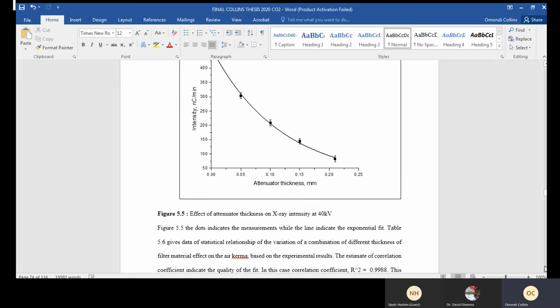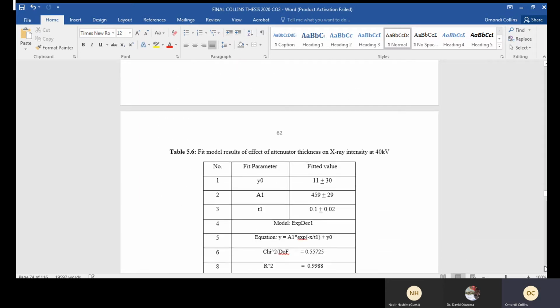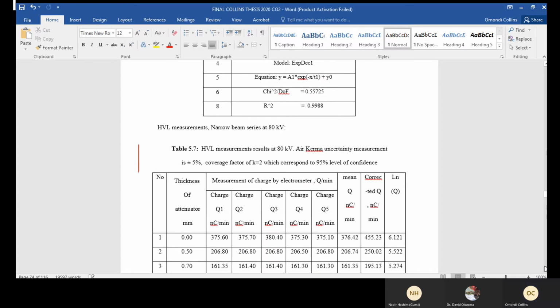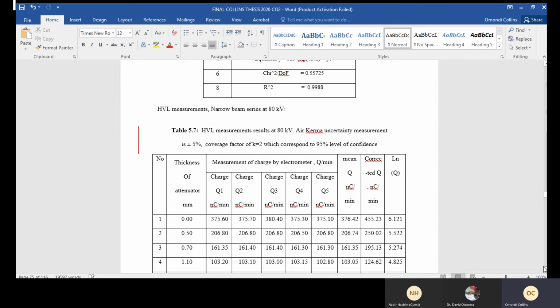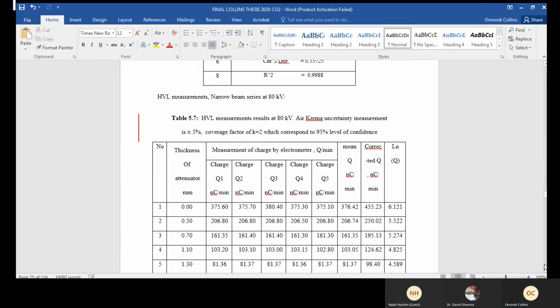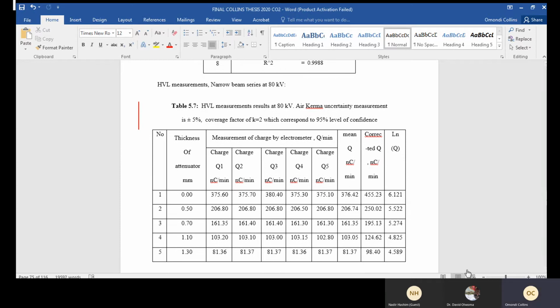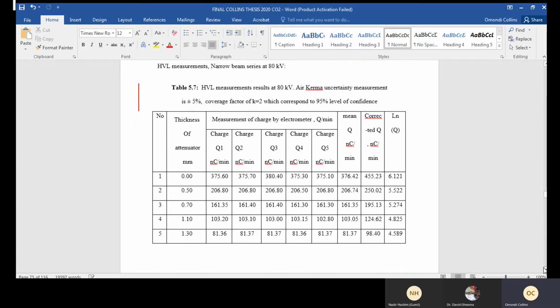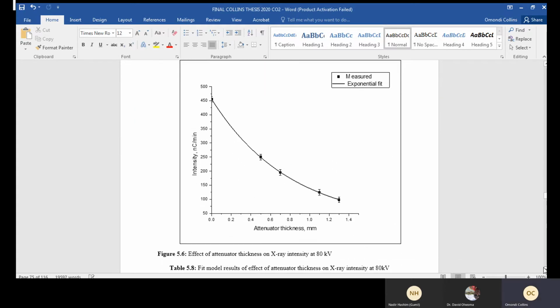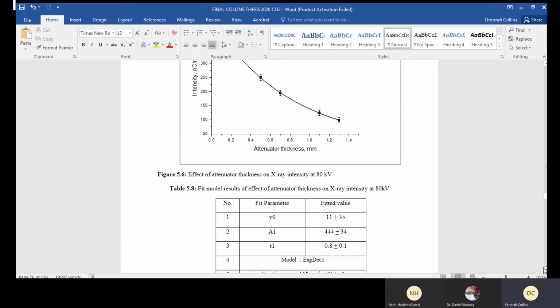So I did this for different beams: for 40 kilovolts, and for 80 kilovolts, because the ISO specifies that we should characterize for each and every voltage range. So it's the same for 80 kilovolts. Same experiment, 5 readings for each setting and the corrected value. Then the results. That's for 80.